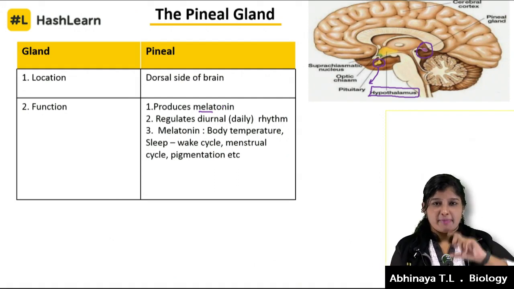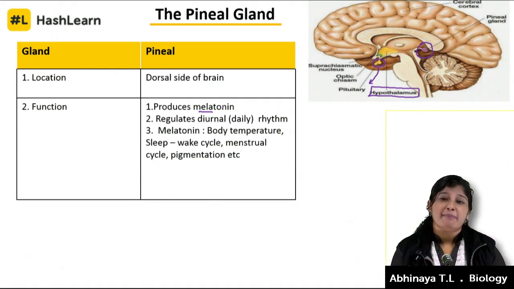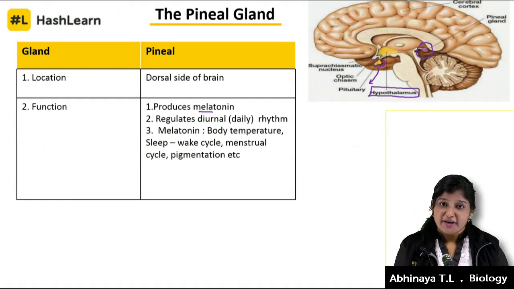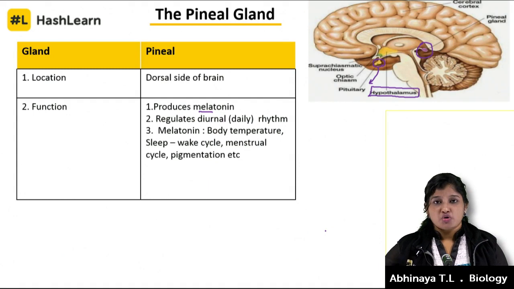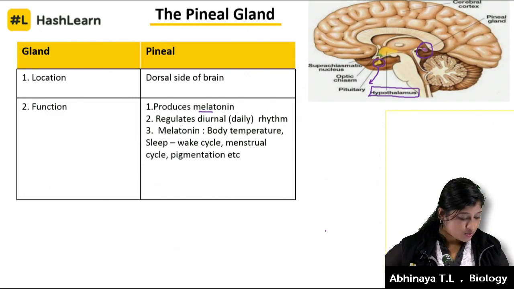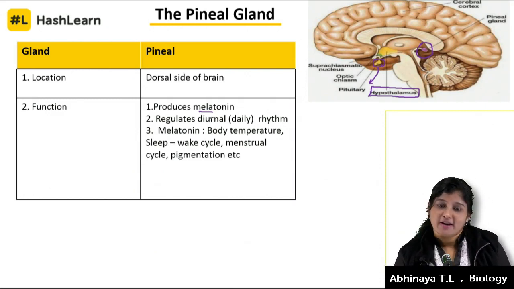So it's going to keep a biological time within us, saying this much amount of sleeping, this much amount of waking up. Then it also fixes the menstrual cycle, as I said, at the particular age. And pigmentation, that's the extra function it does. And the main thing it takes care of is the body temperature. So it is going to switch on and off, on and off. That's why it maintains the diurnal rhythm. So that's what the pineal gland takes care of by producing the hormone melatonin.